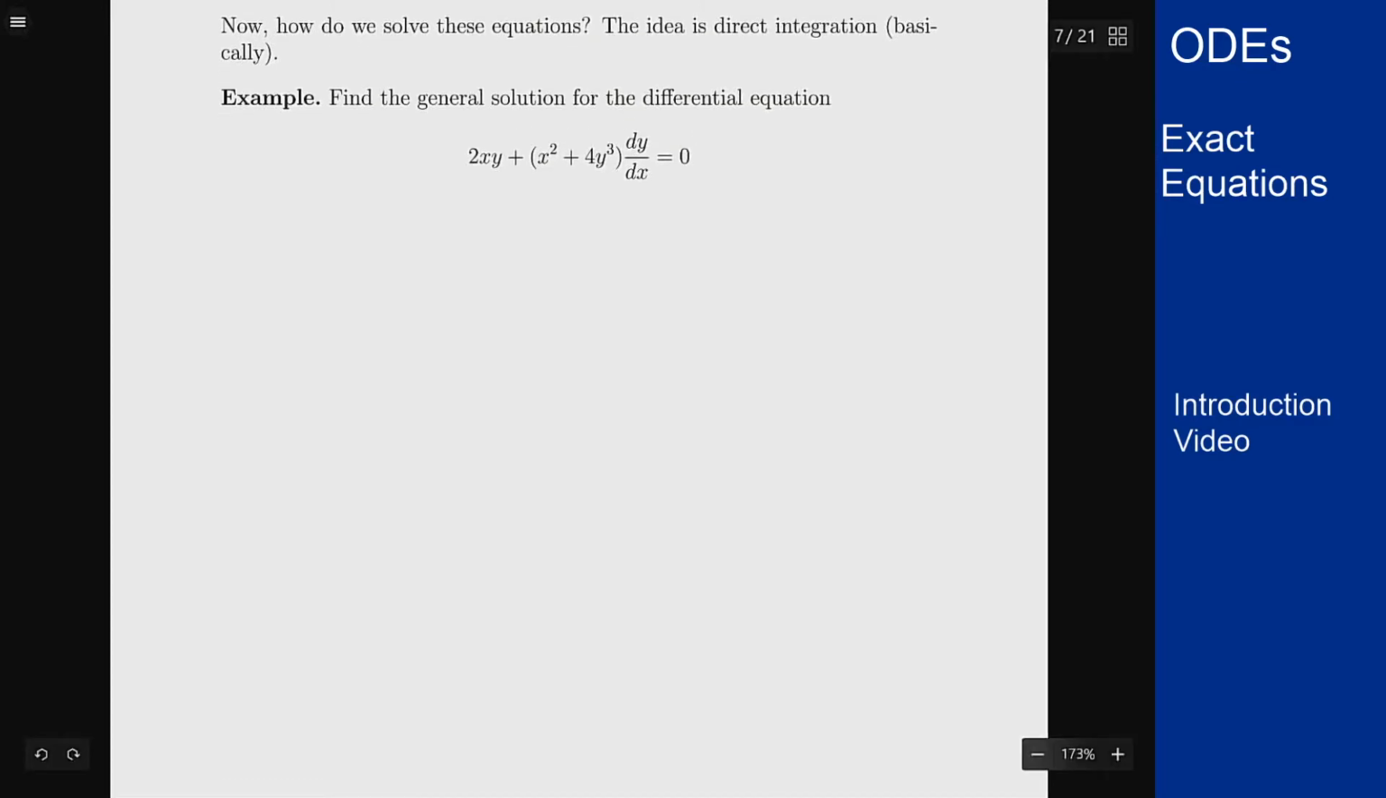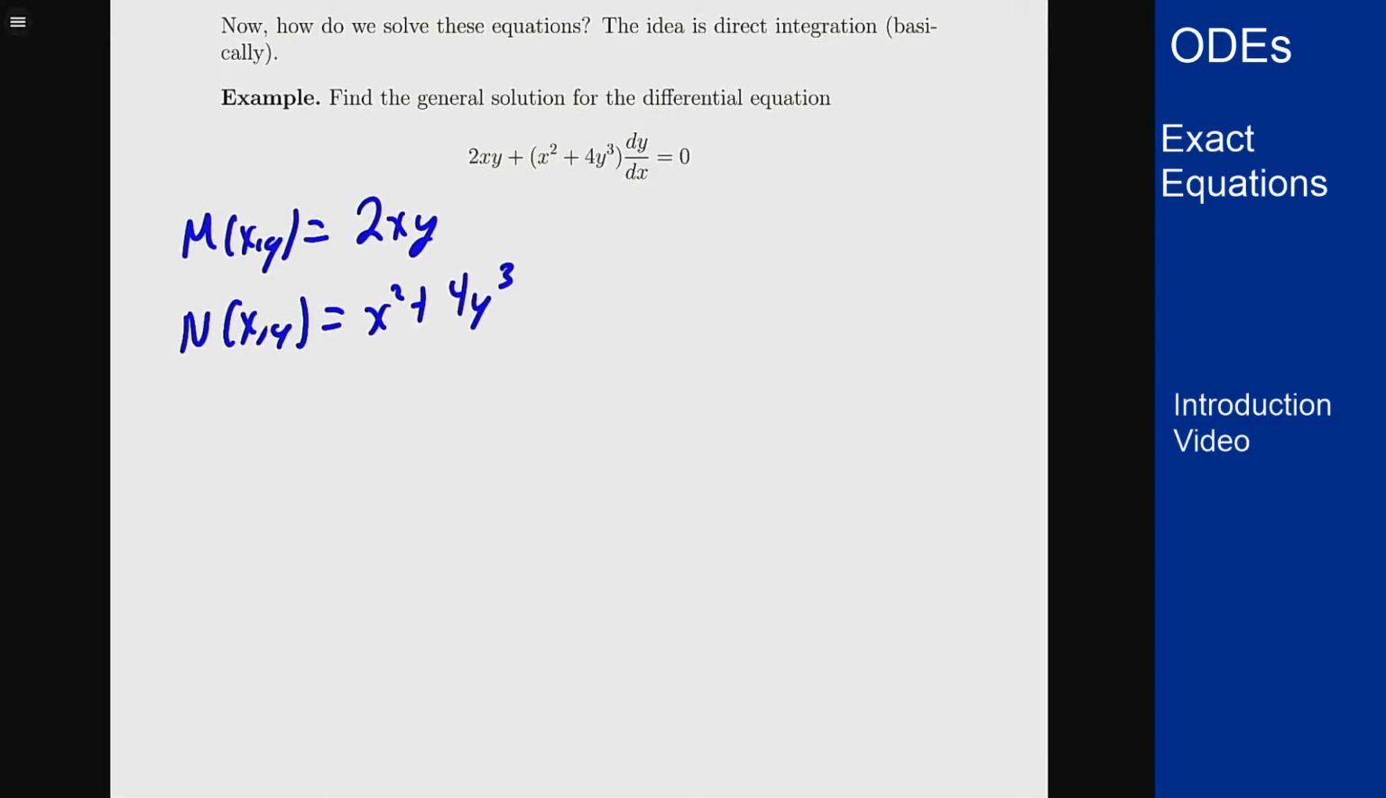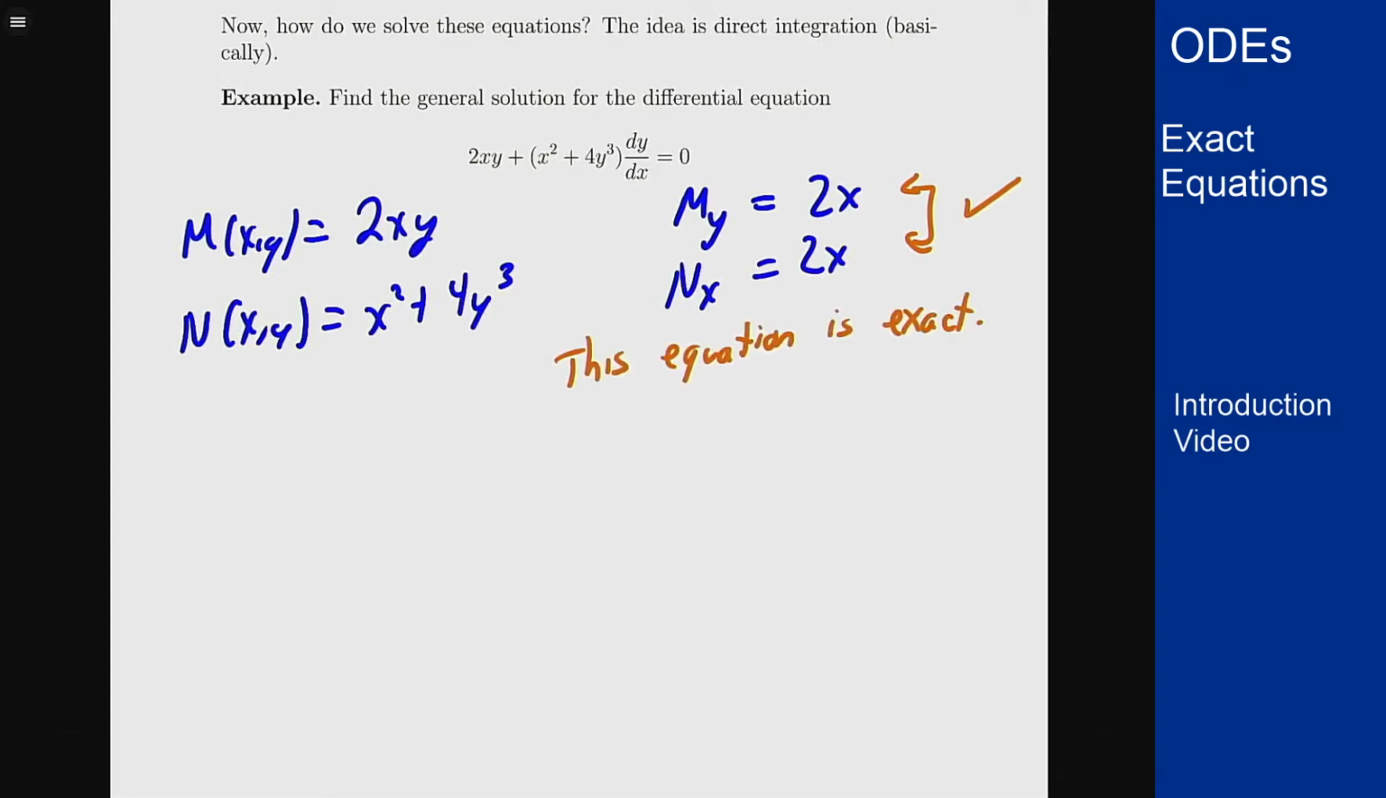So we have our equation here. Let's first check if it's exact. We have that the function M of x,y is 2xy, and the function N of x,y is x squared plus 4y cubed. Check for exactness: I want to look at the derivative of M with respect to y, which is 2x, and the derivative of N with respect to x, which is also 2x. So because these two match, this equation is exact. So let's go about solving it. How do I solve this?